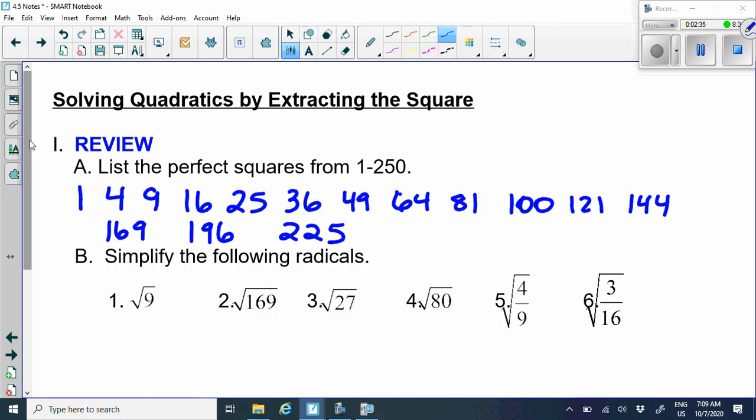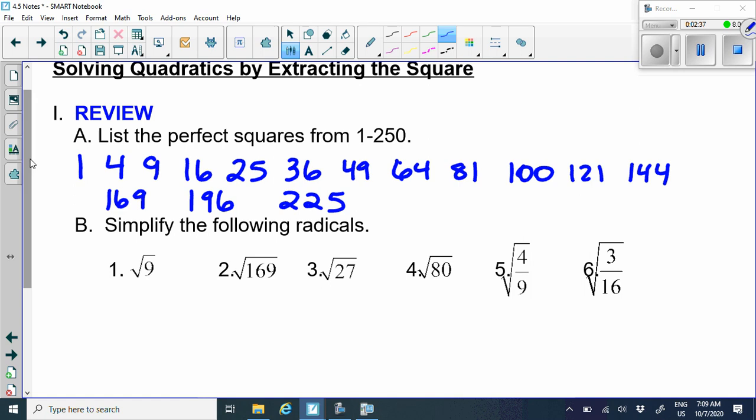So now we're going to use that information just to do some simplifying, because we'll use this when we actually solve. So let's look at part B. We're going to simplify the following radicals. Let's look at number 1. We have square root of 9.